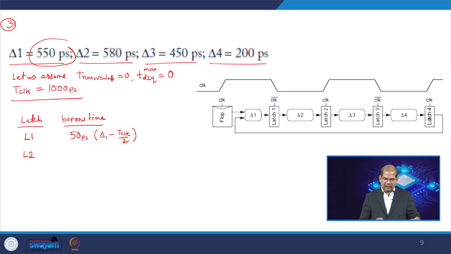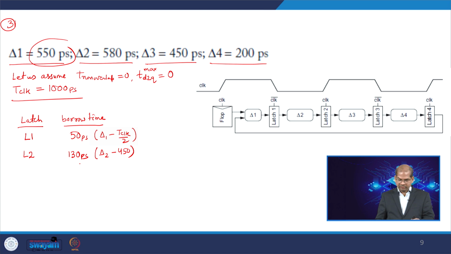Since we have 50 picosecond used, 450 is already done by this same T clock by 2. So, what is remaining there? 450 should be subtracted from 580, so delta 2 minus 450. What is the amount? It is 130 picosecond.